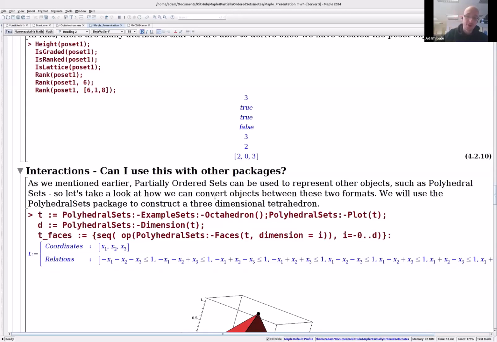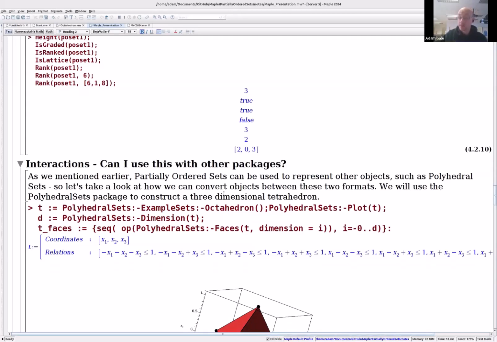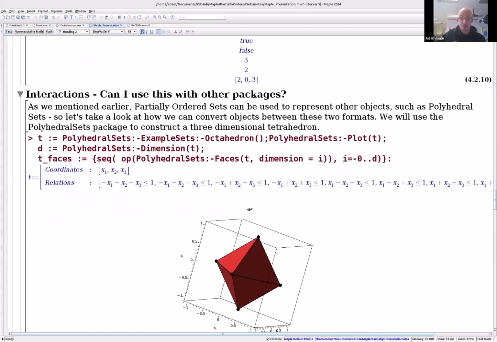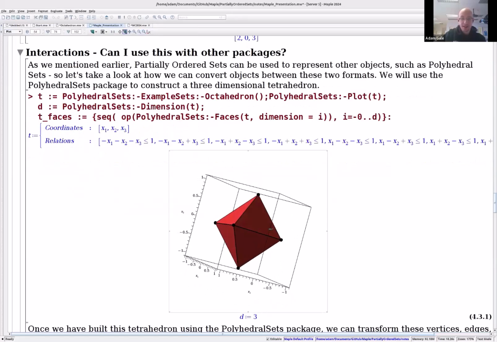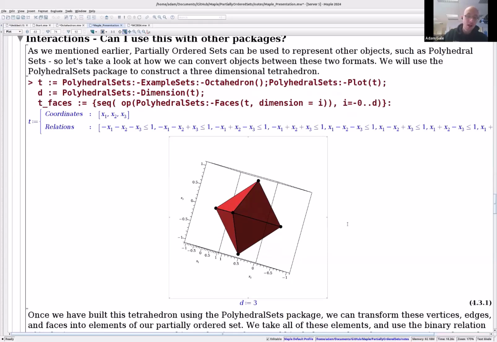As we mentioned earlier, partially ordered sets can be used to represent other objects, such as polyhedral sets. So let's take a look at how we can convert objects between these two formats. We'll use the polyhedral sets package to construct a 3-dimensional tetrahedron. So we've got this little guy here. This is a 3-dimensional tetrahedron.